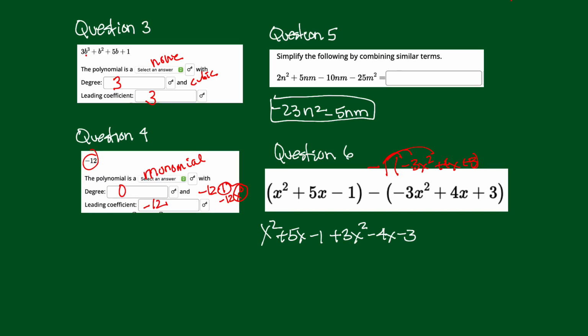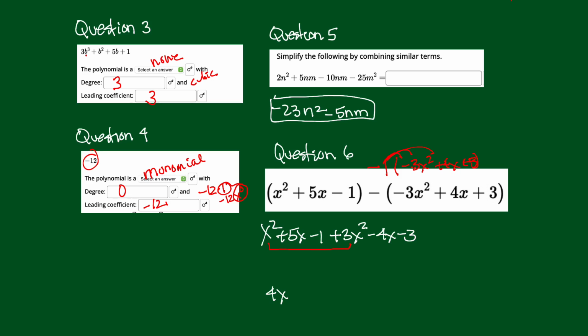Now, let's combine. How many x squareds? I've got 1 here, and then I've got 3 more over here. I'm going to keep track of this. I've got 1 here, there's 3 more. So altogether now I've got 4 of those x squareds. Now, what about x's? I've got 5 of them here, and then I lose 4.